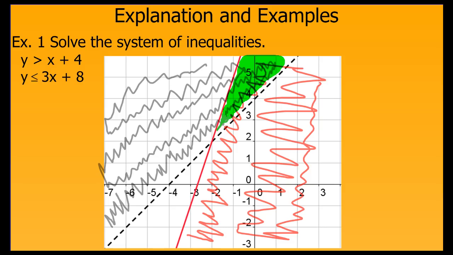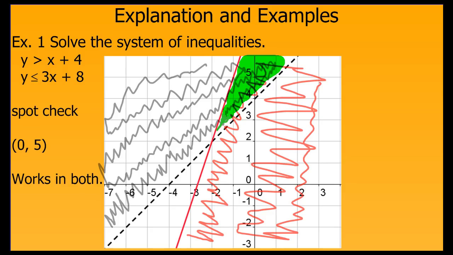My solution for the system, though, is the area where the two shadings overlap, indicated by the green shading. Any point in this region is a solution to the system of inequalities. Note that the green area continues in an upward direction between the two boundary lines.